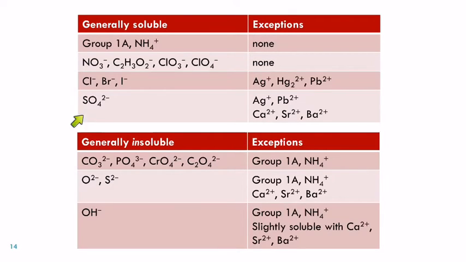And then sulfate compounds are generally soluble, except here we've got silver and lead 2 again, and then these are some of the group 2A metals, calcium, strontium, and barium. Barium sulfate forms a precipitate. It just does not dissolve in water. And then we have the ones that are generally insoluble. Compounds containing carbonate, phosphate, chromate, or oxalate are generally not soluble. The exception here is group 1A compounds and ammonium.